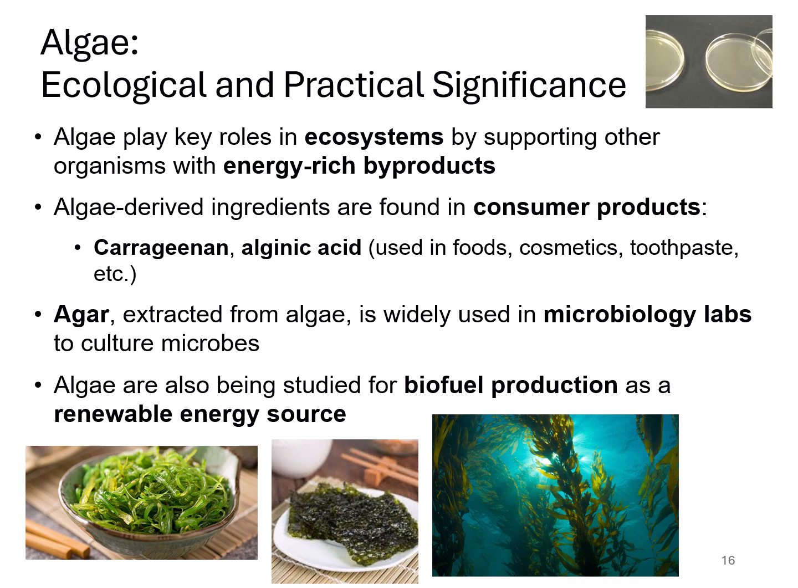We also see a lot of algae in our daily consumer products. So carrageenan and alginic acid, these are really good thickening agents. So you'll see them in foods like ice cream. You'll see them in cosmetics and toothpaste. Agar is also from algae, and we're going to see this a lot in our lab, in our petri dishes, and in our test tubes.